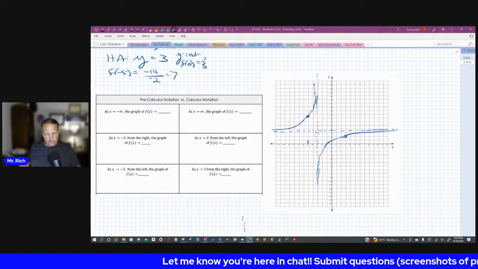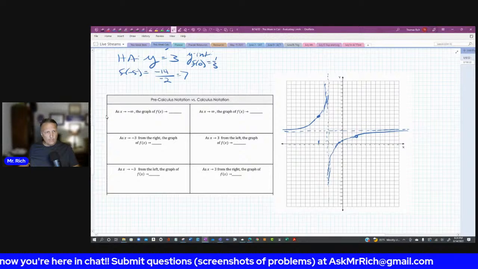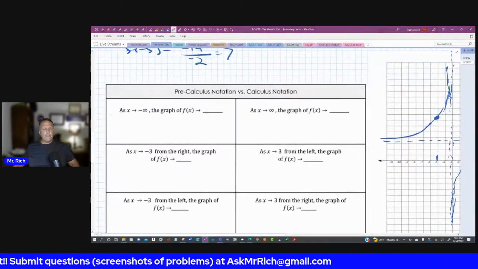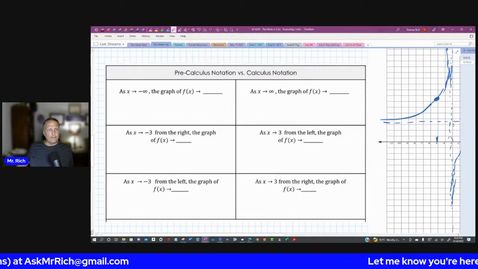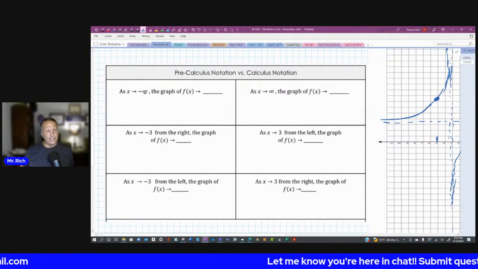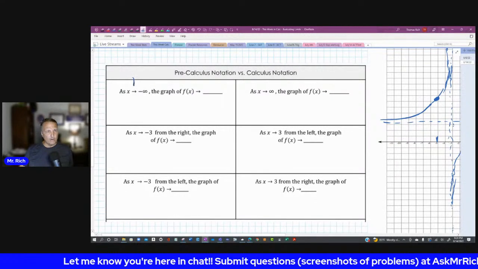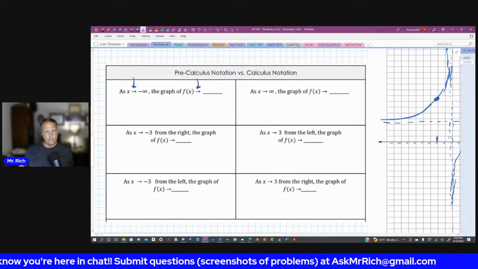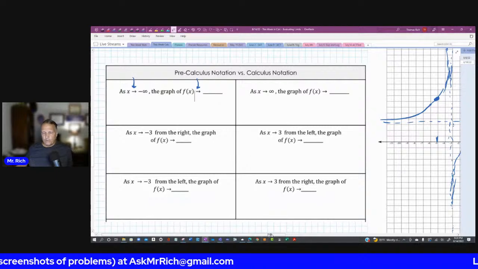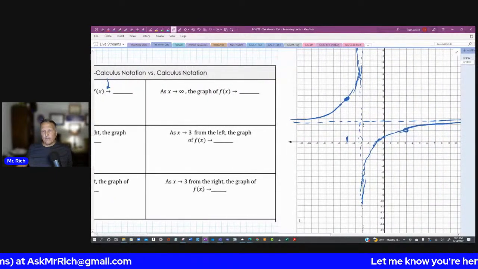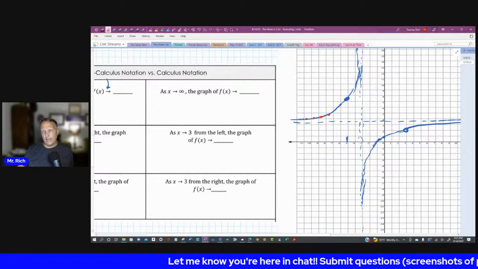So what I want to do here, class, is answer a few questions about the behavior of this function. Notice that these are statements that you could have been asked in pre-calculus. For example, this says, as x approaches -infinity, the graph of f of x approaches, right? These arrows, you actually interpreted those as approaches. As x approaches -infinity, the graph of f of x approaches. Well, if we look at the graph, if I'm talking about x going to -infinity, we would be talking about this portion of the graph. We would be going out this way.